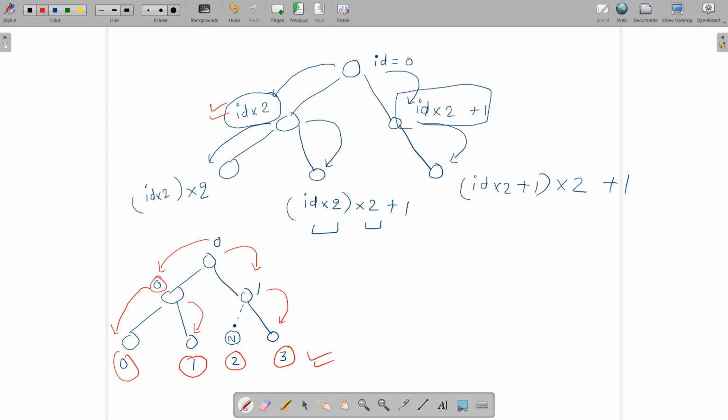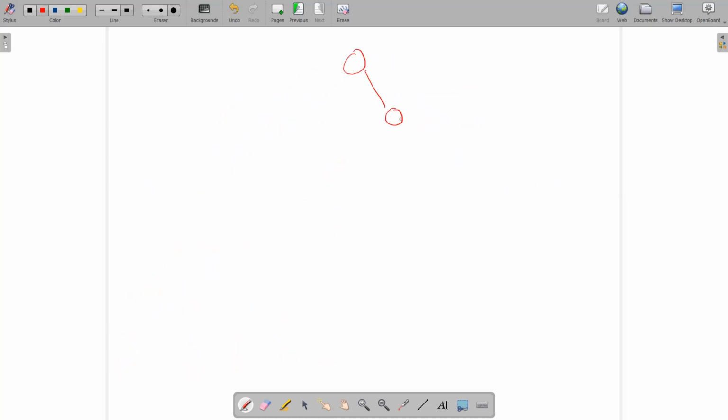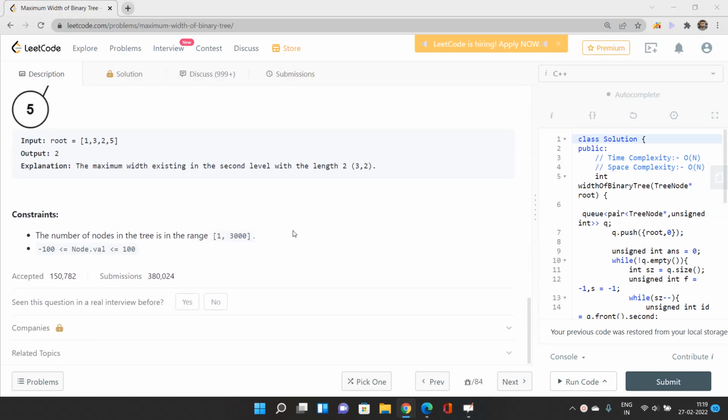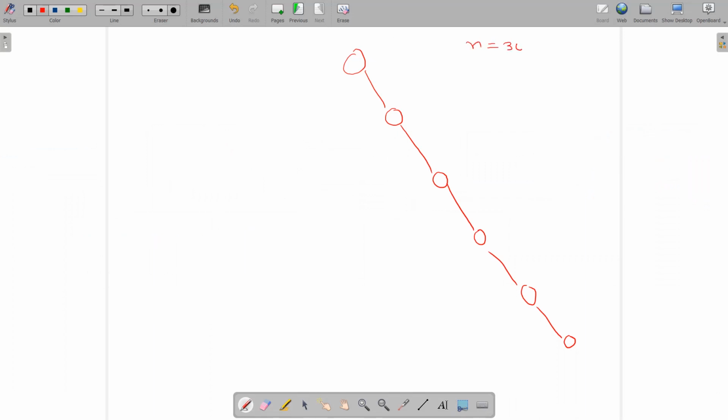Okay, so let's try to code out how we are going to do that. And there would be a runtime error if you do not consider this condition. Suppose you have a skew tree. A skew tree is nothing but a linear mapping of the nodes. The max number of nodes is around 3000. If you have this type of skew tree and n is around 3000, whenever you move to the right child, initially your ID is 0, so 0 into 2 plus 1 is 1, 1 into 2 plus 1 is 3, and then you'll have 7, 15, 31, and so on. So you can see if n is 3000, the value will overflow.